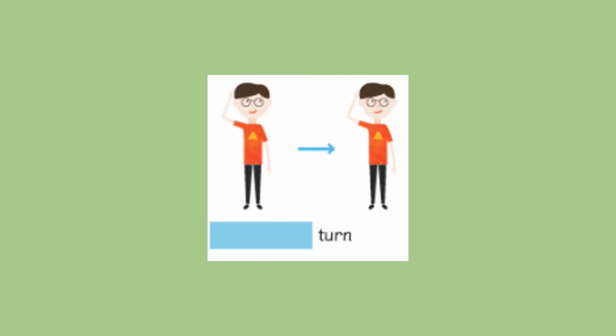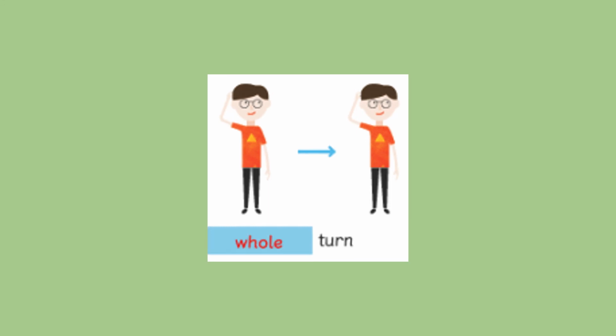Now, instead of hands on a clock, we're going to look at real people and the way that they move. So let's work out, how has this boy moved? What kind of a turn has he done? Well, just like that last clock, he has actually done a whole turn.